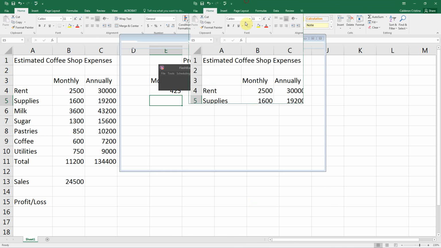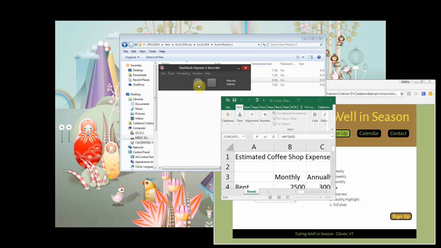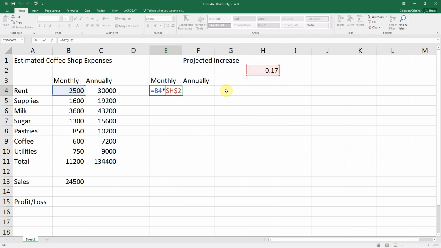Let me pause this real quick. I should have said it while we were recording it. Okay, so when we did this, it's just showing us that it's going to increase by $425. That doesn't mean that's the actual rent that you're paying monthly. So what you want to do is go back into that formula.